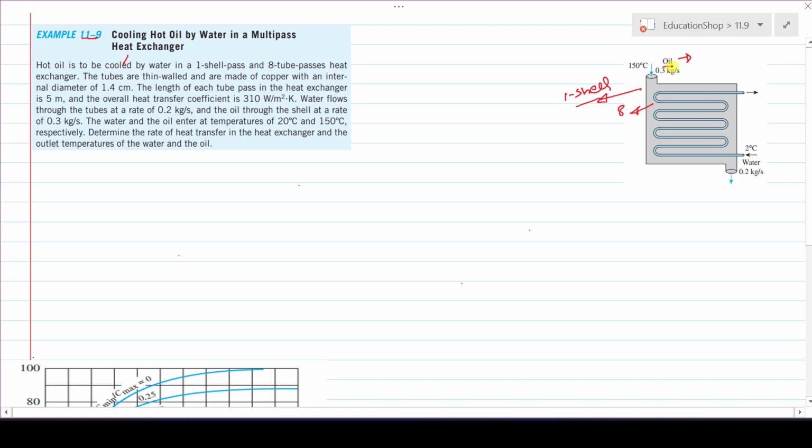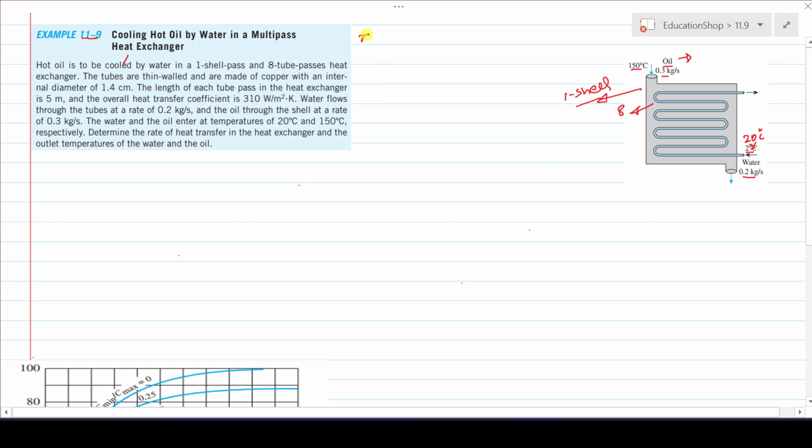In this case, oil is taken as the hot fluid, whose inlet temperature is 150 centigrade and its mass flow rate is 0.3 kg per second, and water is taken as the coolant and its inlet temperature is 20 centigrade, not 2 centigrade. That's a mistake. Its mass flow rate is 0.2 kg per second. Let me write the data first.